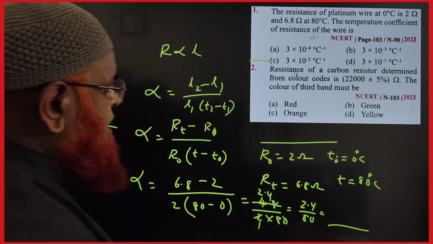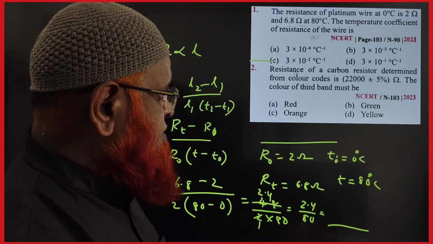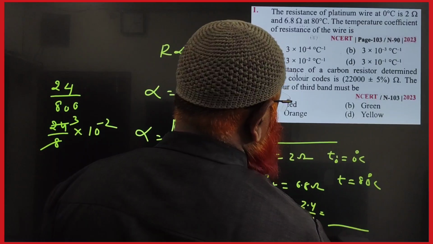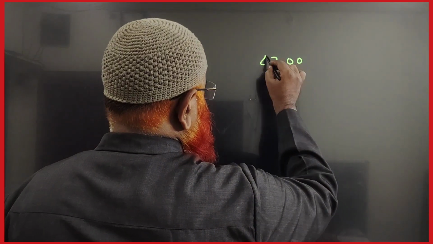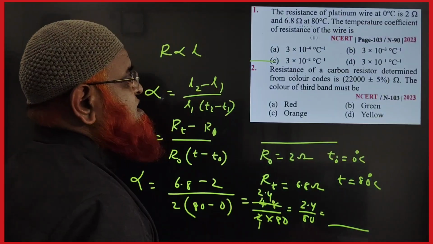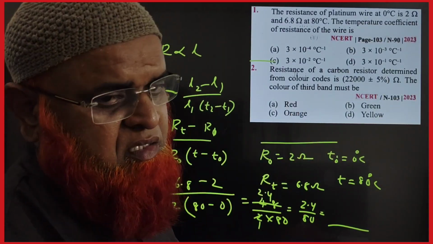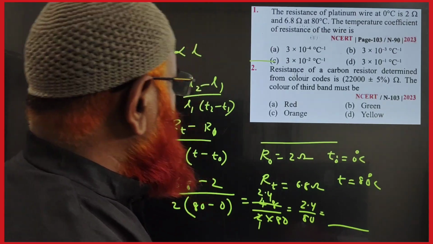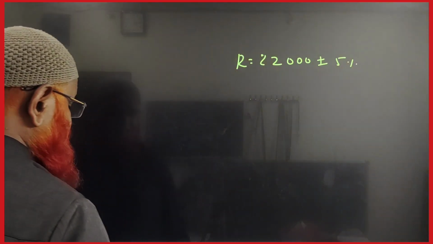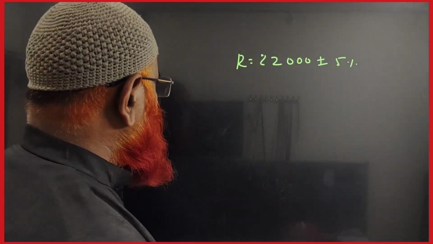C option. Now, the resistance of a carbon resistor is determined to be this much value. So here one more problem is there: 22,000 plus or minus 5%. This is the resistance given here. What is the color of the third band, he is asking? How are you going to find out the color of the third band here? For that you should know the meaning of the resistance color code. You should learn the resistance color code here.